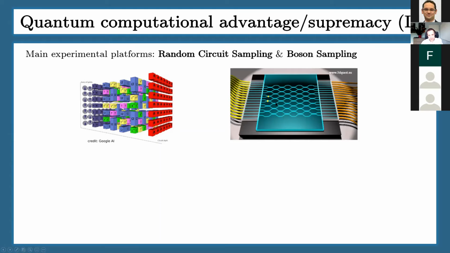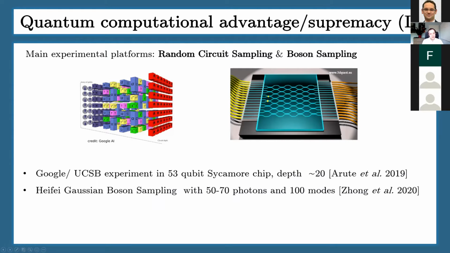You also have boson sampling. I will be talking about boson sampling later, but the idea is that you have this photonic chip that you initialize with some bosons that enter some modes here, and then they interfere in this big interferometer, and they're then measured in the output. And as probably most of you know, there were two very nice experimental developments in the recent, let's say, 1.5 years.